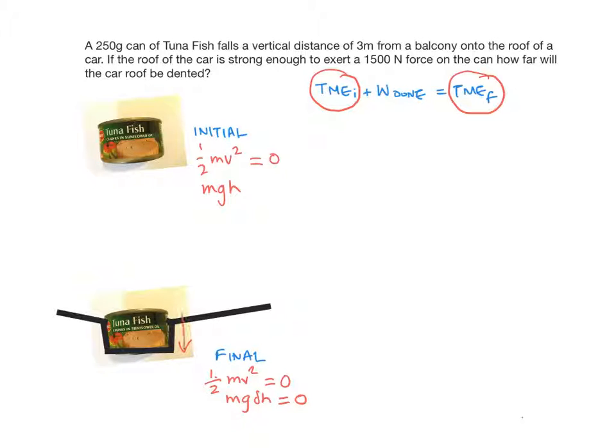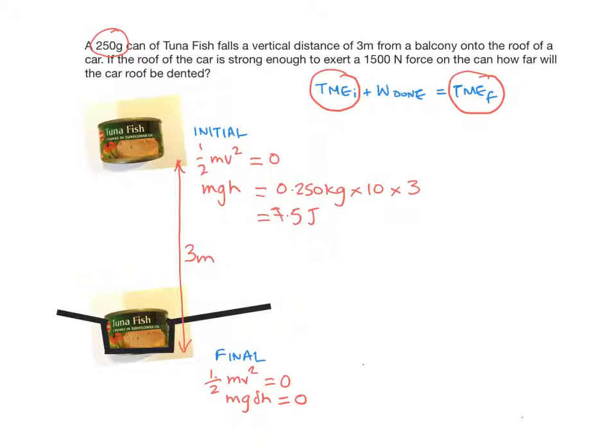So the height change was given by the question to be 3 meters. We can therefore quantify that as the mass, which is given by the question as 250 grams. That means it's 0.250 kilograms, multiplied by g, which we will approximate to 10, multiplied by the height, which is 3 meters. This will give us a value of 7.5 joules.